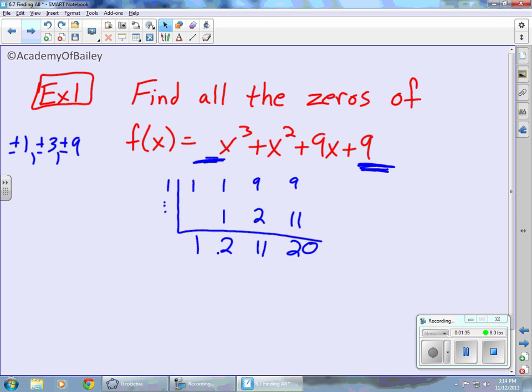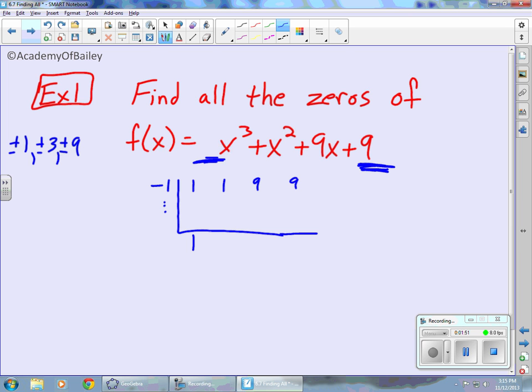1 is not a 0. And so the function does not cross the graph at the x-intercept of 1. So how about negative 1? Negative 1 is an option. So 1 times negative 1 is negative 1. 1 times 0 is 0. Add these, we get 9. 1 times negative 9 is negative 9. Add those, we get 0. And there we go. Negative 1 is a 0.